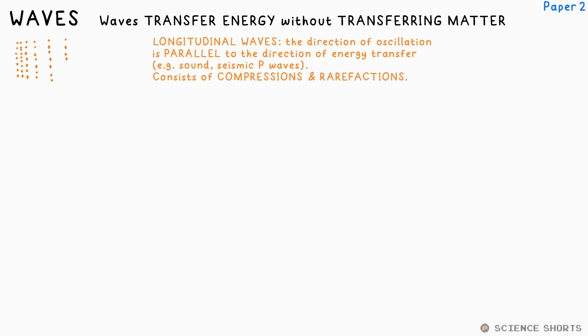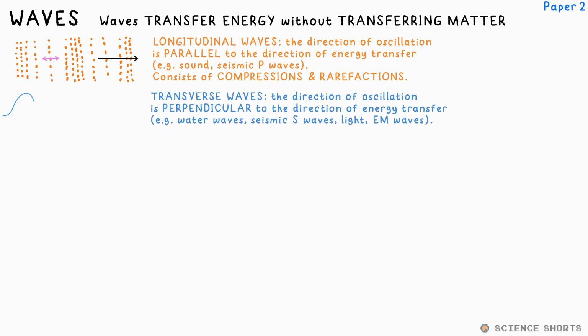All waves transfer energy without transferring matter. Longitudinal waves are those in which the direction of oscillations is parallel to the direction of energy transfer, that is, the direction the wave is going. In these waves, particles bunch up, we call these compressions, and then they spread out, we call these rarefactions. Transverse waves are those in which the direction of oscillations is perpendicular to the direction of energy transfer.